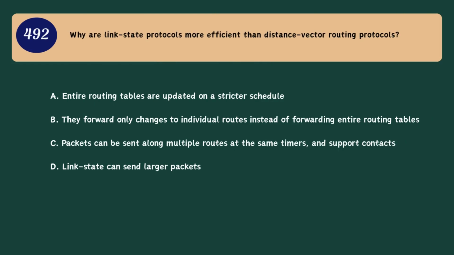Question 492. Why are link state protocols more efficient than distance vector routing protocols? A. Entire routing tables are updated on a stricter schedule. B. They forward only changes to individual routes instead of forwarding entire routing tables. C. Packets can be sent along multiple routes at the same time and support contacts. D. Link state can send larger packets.